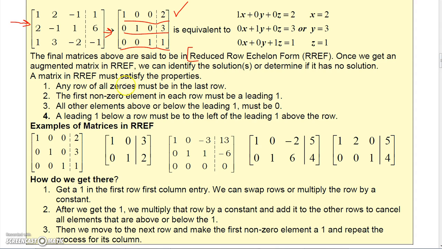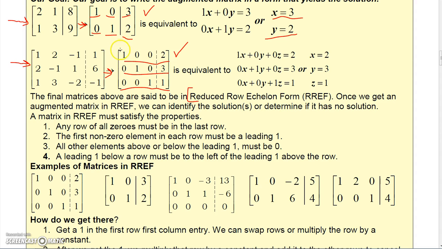But any row of all zeros must be in the last row. The first non-zero element in each row must be a leading 1. So notice here, each of these first elements in the rows are 1s. Okay, all other elements above or below the leading 1 are 0. So here's a leading 1. Notice everything below it is 0. Here's a leading 1. Everything above it and below it is 0. And here's a leading 1. Everything above it is 0.